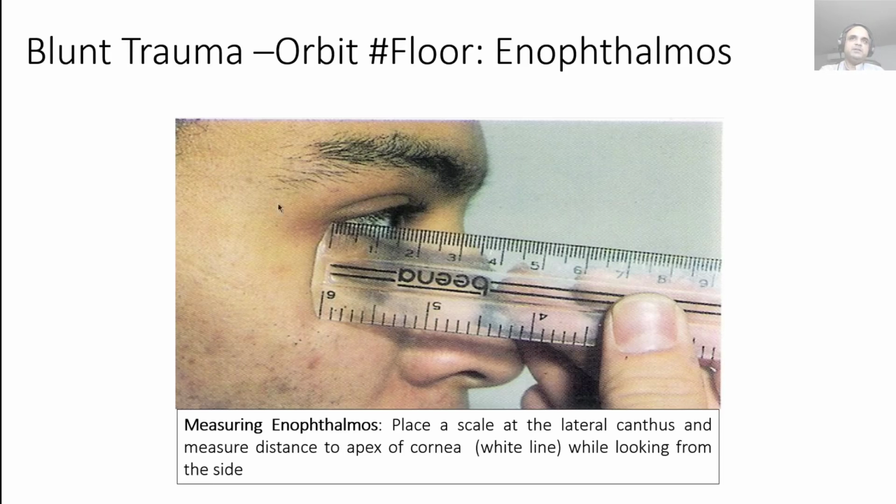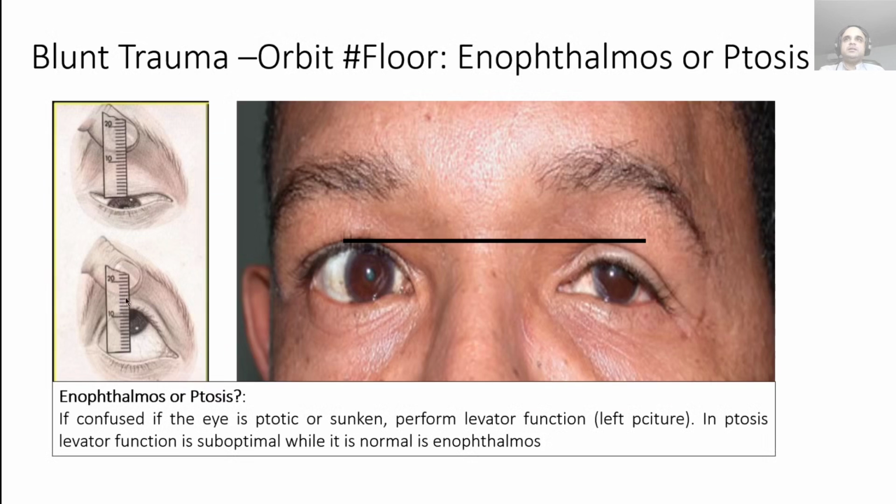We'll get back to levator function. This is how you check enophthalmos. You place a scale at the lateral canthus, and you are trying to eyeball the position of the apex of the cornea to a point on the scale and measure the distance. You do it for both of the eyes, and that will tell you if there is an enophthalmos or not. This is how you differentiate between ptosis and enophthalmos. Simply check the levator function.